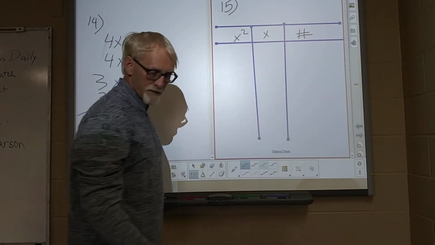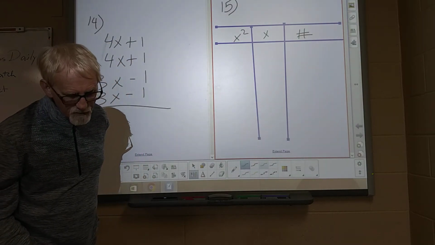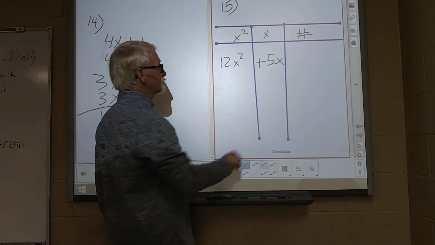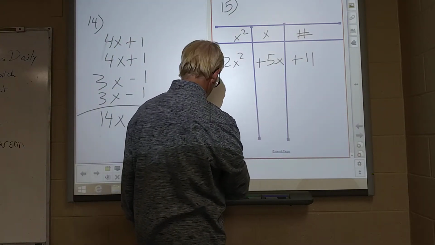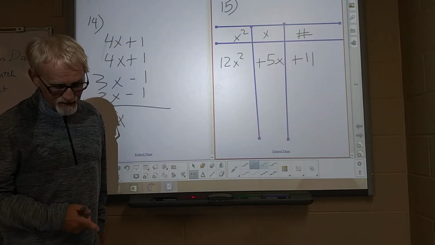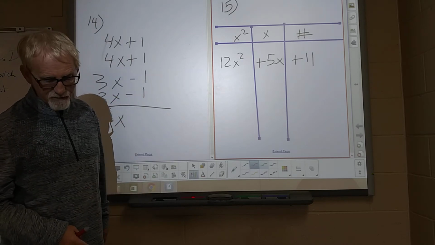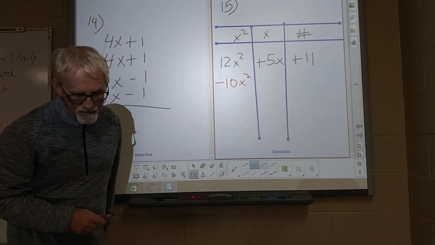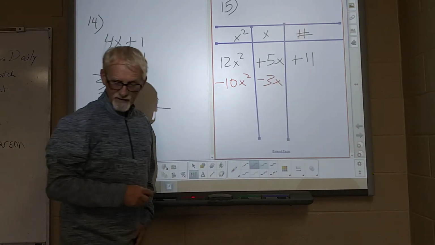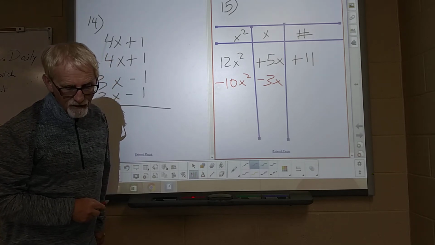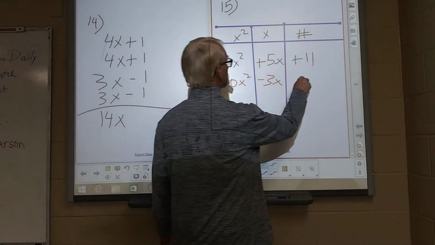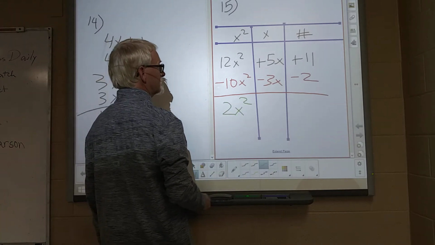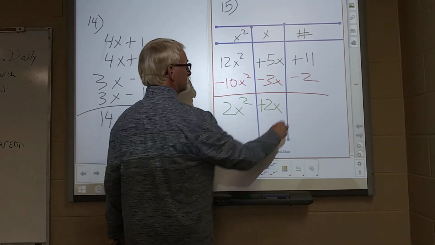The first term's easy. You have 12x squared plus 5x plus 11. Now the second one is where it gets a little tricky because you've got that negative sign before the parentheses. You have to switch all the signs inside because it's a negative 1 times a positive 10x squared. So it's negative 10x squared, and a negative 1 times a positive 3x is negative 3x. And the number, plus 2 times the negative 1, is negative 2. You just combine them. 12x squared minus 10x squared is 2x squared. 5x minus 3x is plus 2x. And 11 minus 2 is plus 9.